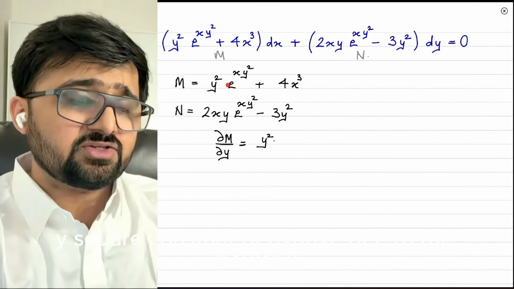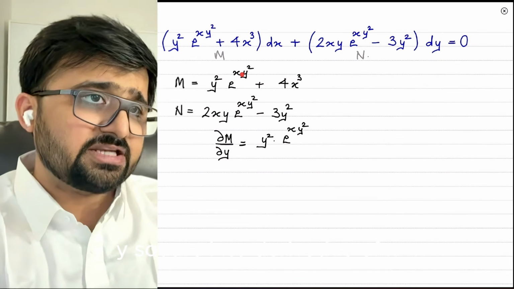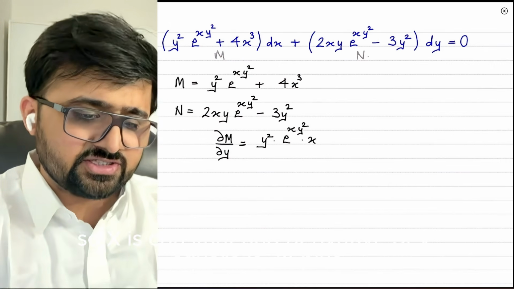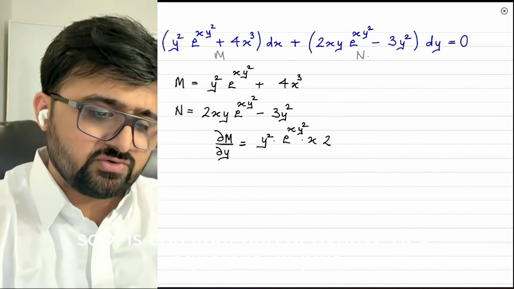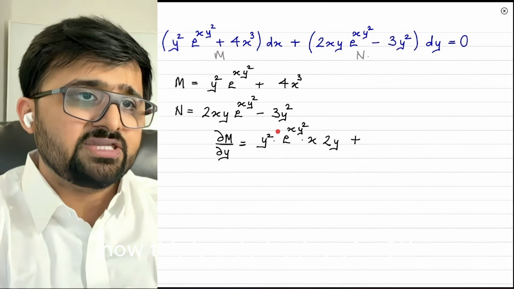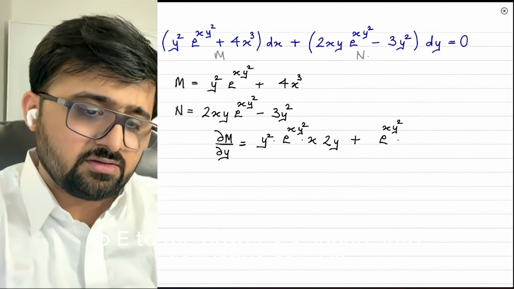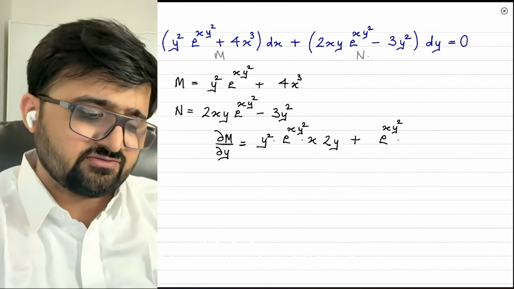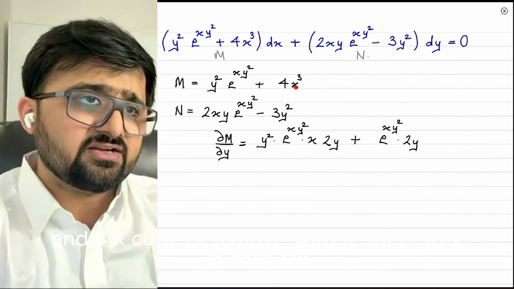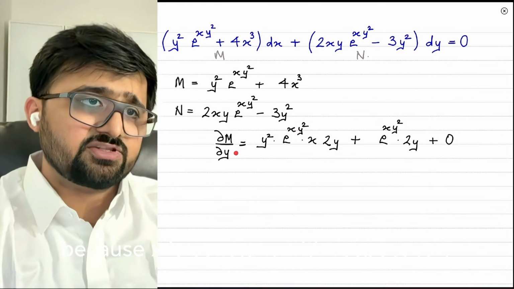derivative of e to the power xy square is e to the power xy square into derivative of xy square. Derivative of xy square, you are differentiating with respect to y. So x is constant and derivative of y square is 2y plus. Now this is u derivative of v, okay? And then we have v, so e to the power xy square into derivative of u, okay? So which is y square, derivative of y square with respect to y is 2y. And 4x cube derivative with respect to y is 0, okay? So that's just 0 because x is constant with respect to y.